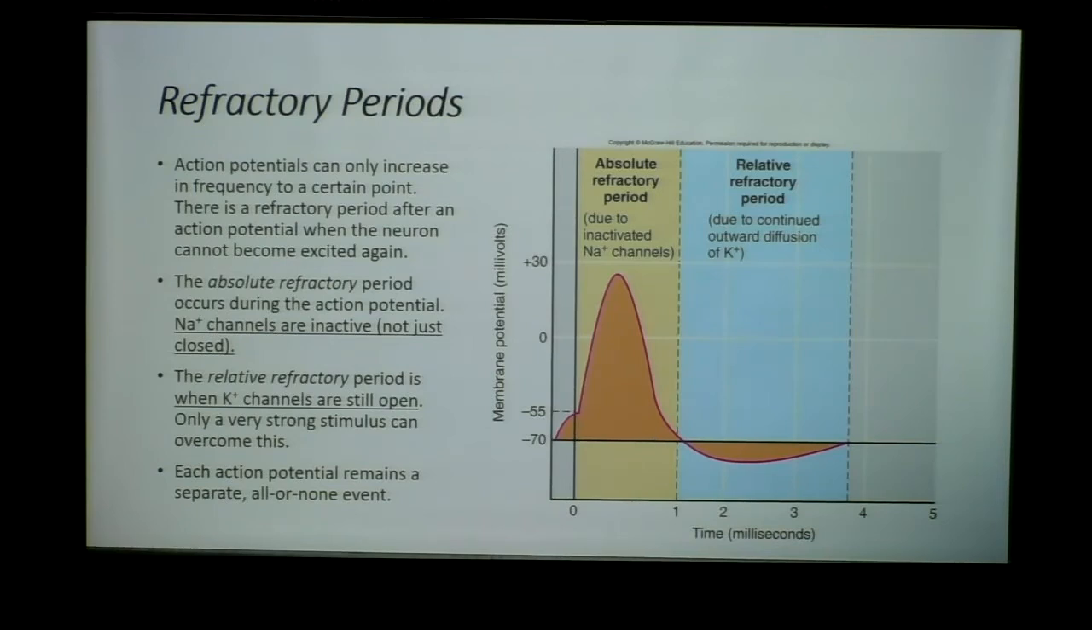Yeah, so I think that's the crux of the absolute and the relative. Okay, the why behind it as well, what ions are responsible for these periods. Any specific questions again on this?